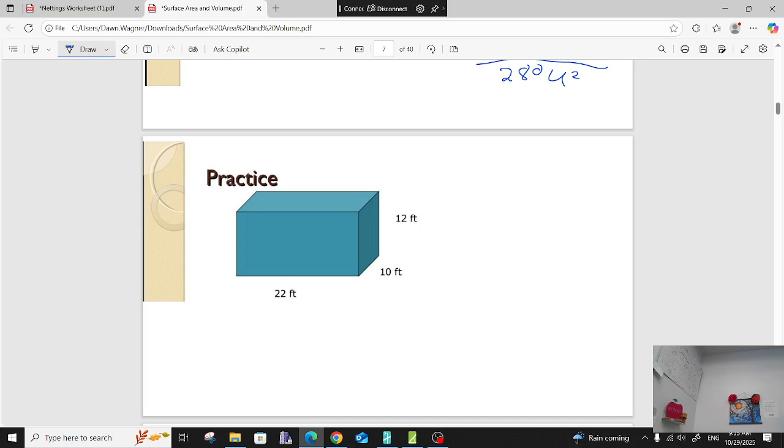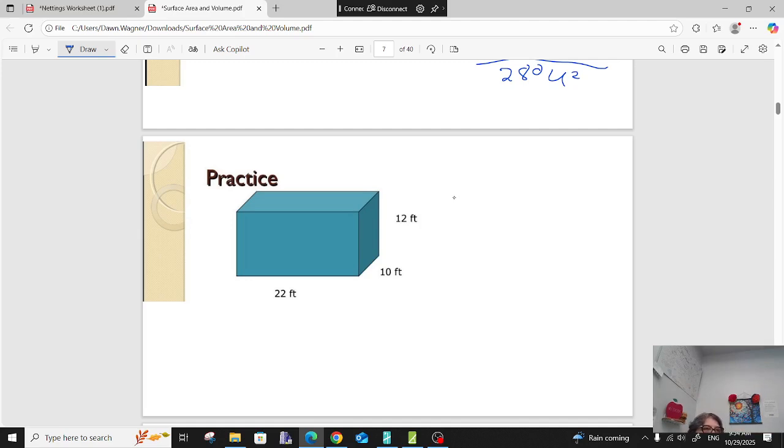Now it's going to be beautiful. Beautiful. Everybody gets the same answer at your tables? Yes. What'd you get? 1208 feet squared. Feet squared. Yep.